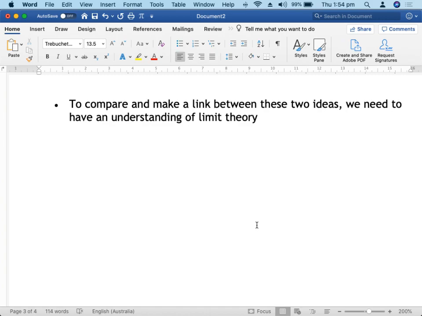To compare and make a link between those ideas, we need to have an understanding of limit theory. Why? I'll unpack that as we go along, but I'm breaking down the ideas so that when I start saying random stuff about limit theory, you're not saying, why are you talking about that? That's nothing to do with what we're about, differential calculus. It has everything to do with it because it's an underlying idea that you need to be across.